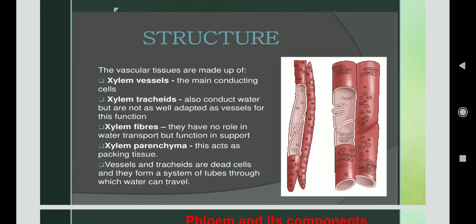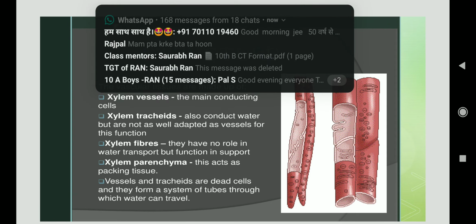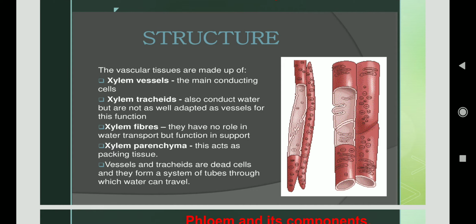Fine, class? Next one is xylem fiber. These are also dead cells. So xylem vessel, xylem tracheid, xylem fiber, all three are dead cells, right? So xylem is also known as dead tissue, and wood is another name for it, okay? Xylem fibers are also lignified cells, and their main function is to provide mechanical support to the plant, right?